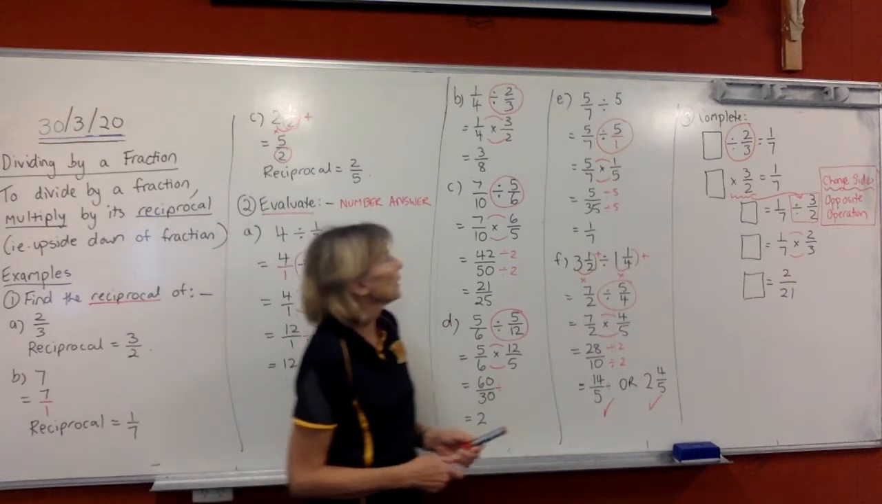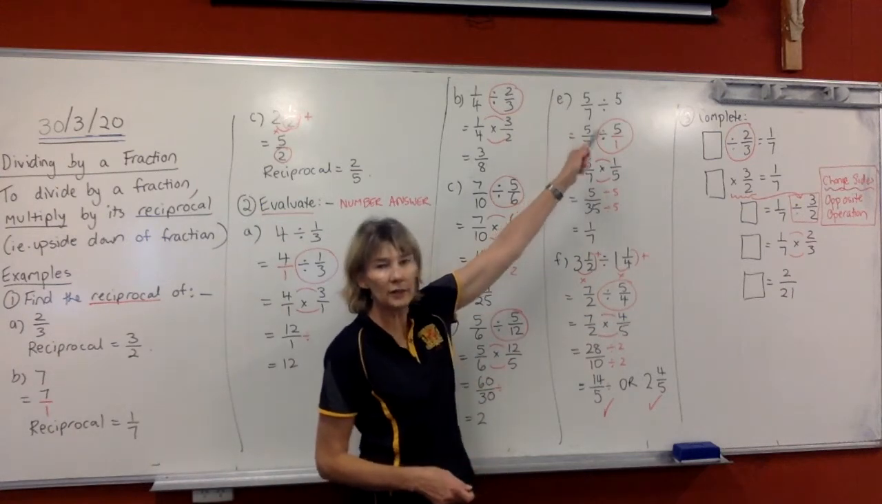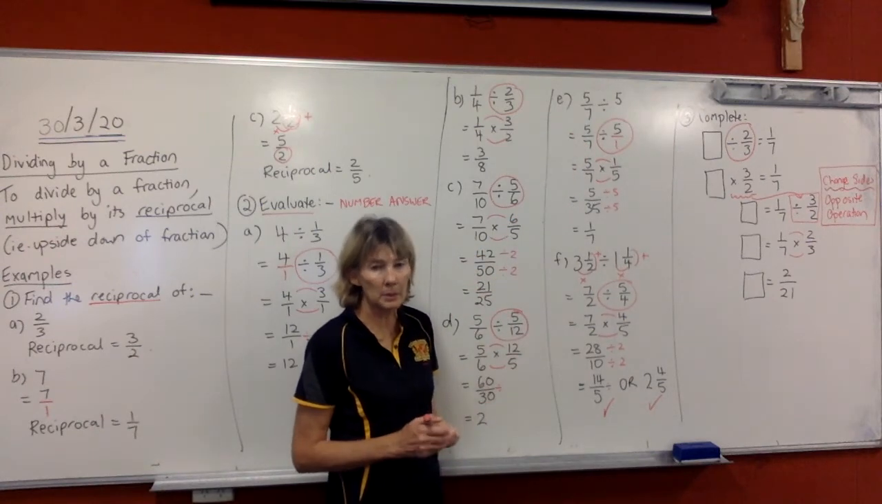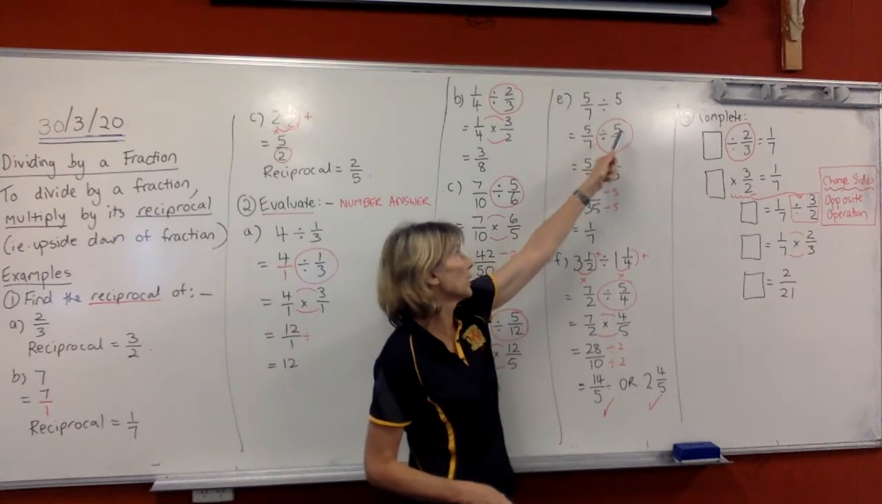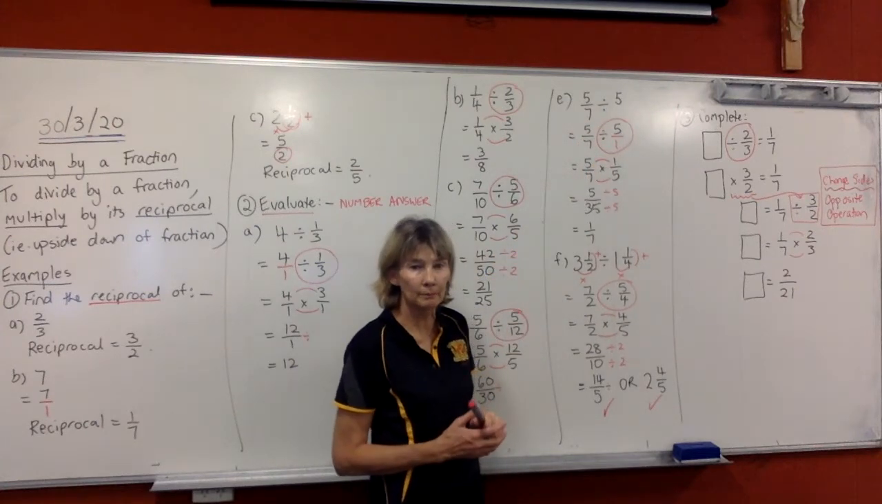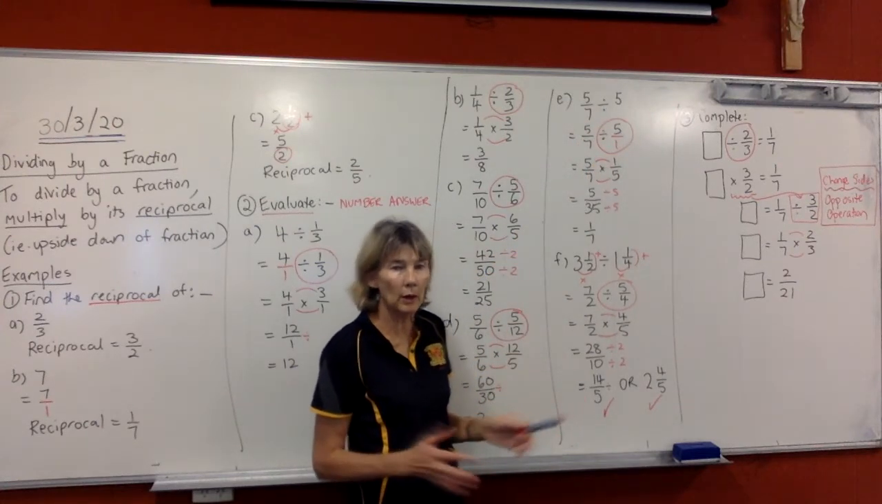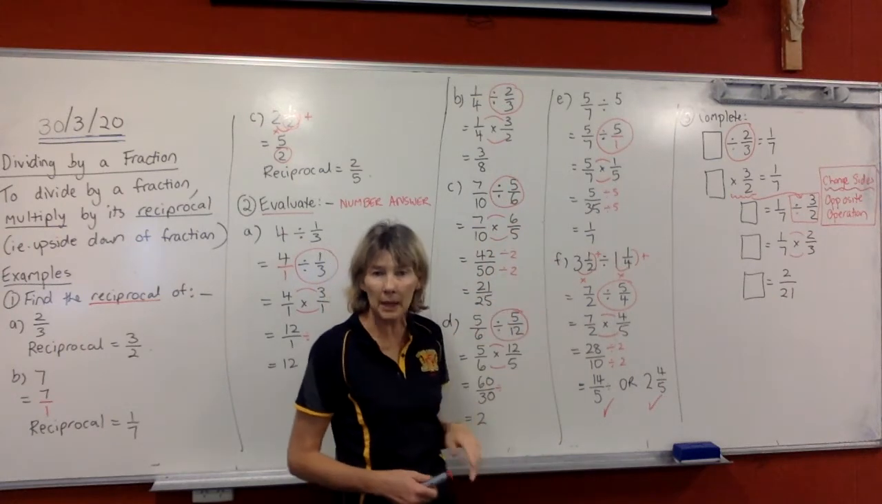Okay, up the top here with E, we're doing 5/7 divided by 5. Everything has to be written as a fraction. So the 5 is a whole number. We're going to write it as 5/1 first. Don't try and do too many things in one line. You can see how many lines I'm taking to do them.